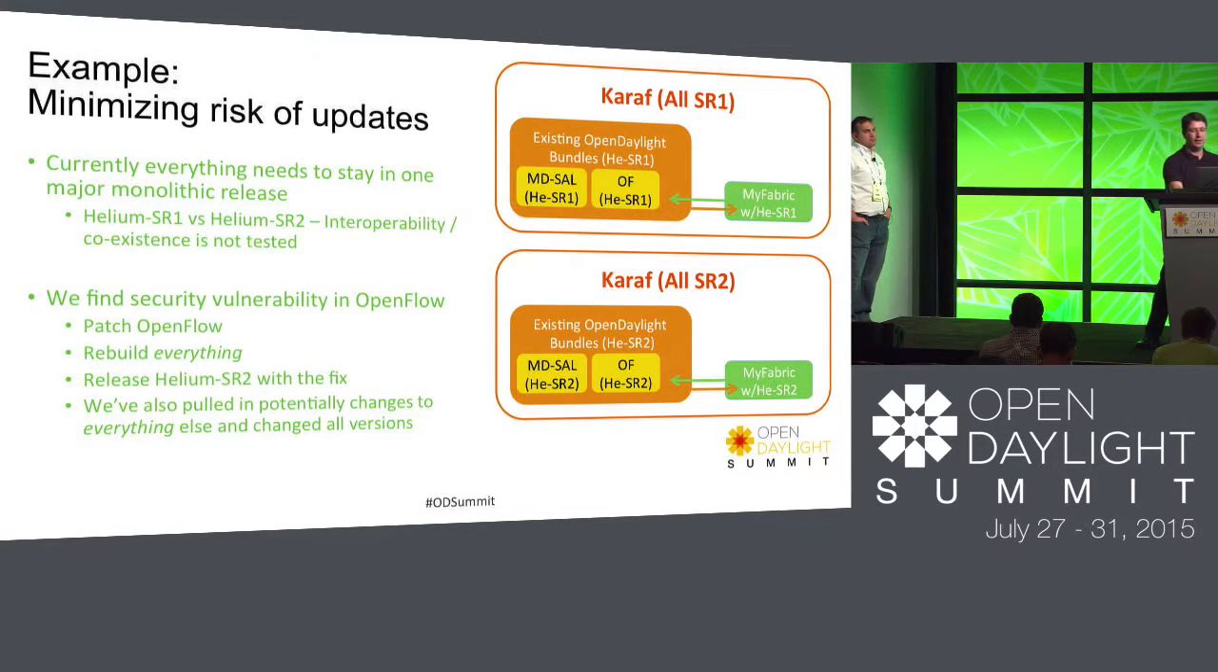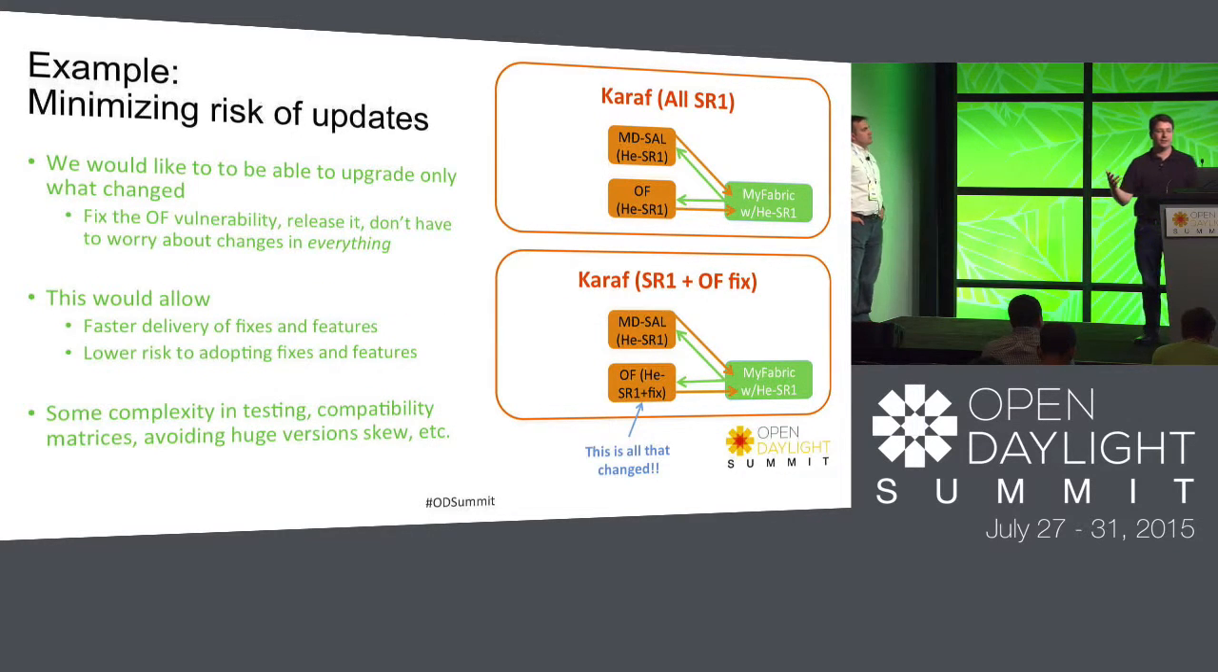So what we'd really like to be able to do is upgrade only what changed. Fix the OpenFlow vulnerability, patch that, ship a new version of that, and release only that without having to worry about the changes in everything. This would allow faster delivery of fixes and lower risk to adopting fixes and new features. Now, admittedly, this comes with the cost and complexity of testing, compatibility matrices, avoiding version skew, and all sorts of other nastiness. But this is something we're looking at as we move forward from Beryllium into Lithium.